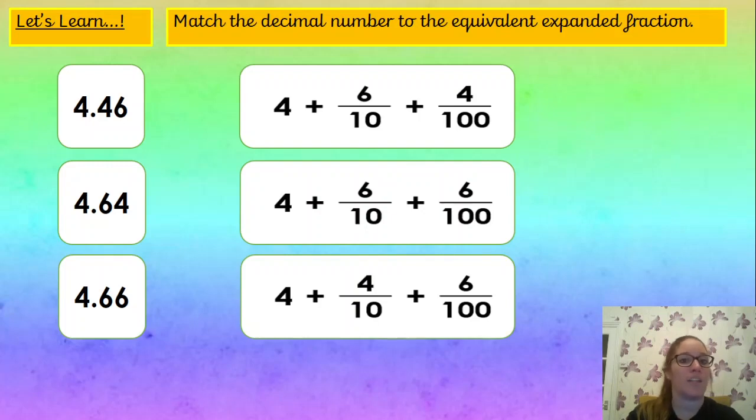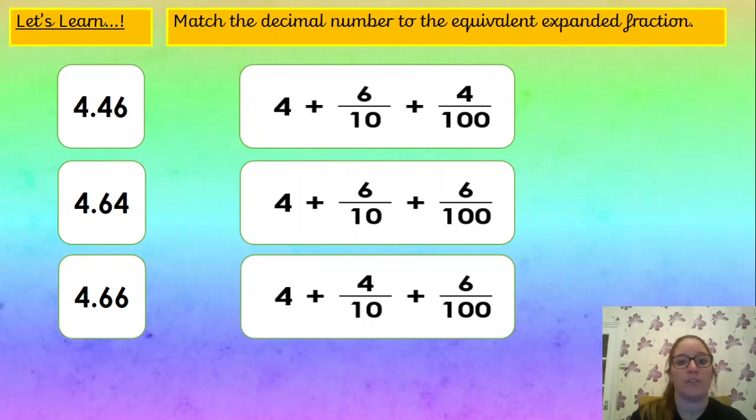Okay, have a go at matching the decimal number to the equivalent expanded fraction. So remembering that this is our ones, this is our tenths, which is represented with a fraction with a 10 as its denominator, and then we've got our hundredths, which have got 100 as a denominator. So can you match those?